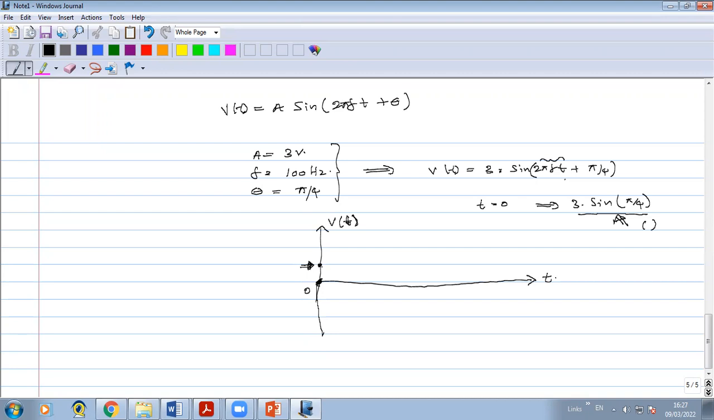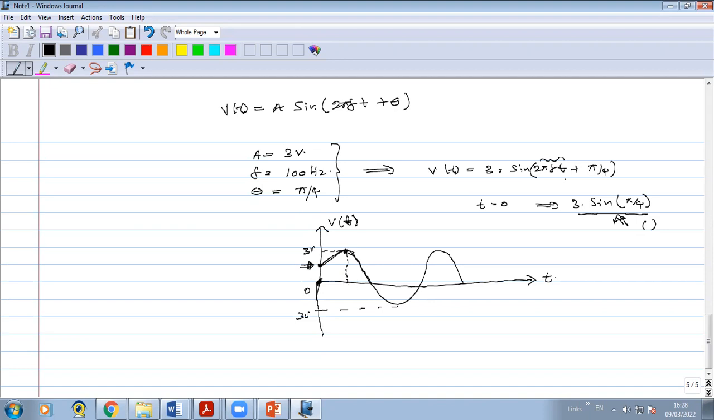Now it is repeating. It will repeat like this, no? Then how to find this peak value? Say this is 3, and say this is 3. So you have to find this peak value. How to find this peak value?